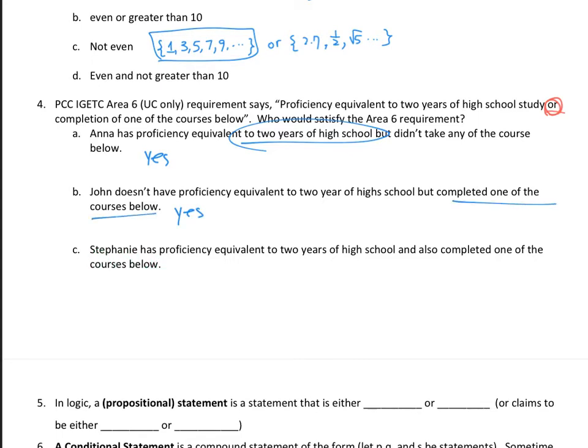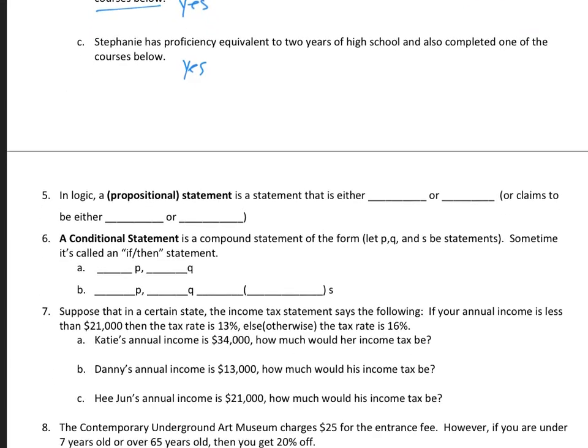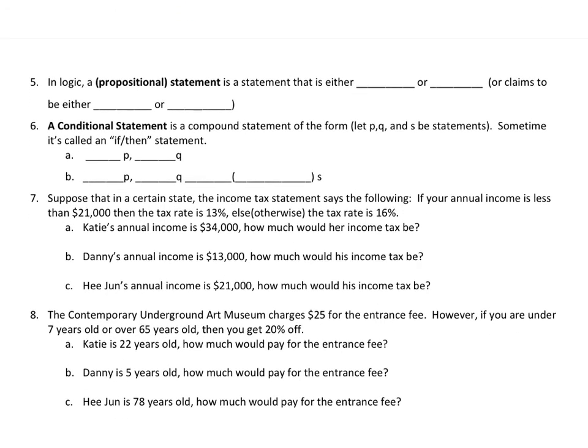Stephanie did both high school and she also did PCC as well, which is fine also. So that's yes. So if it's "or," you could do the first one, or you could do the second one, or you could do both. That's also okay. So that's exactly the same logic as union.